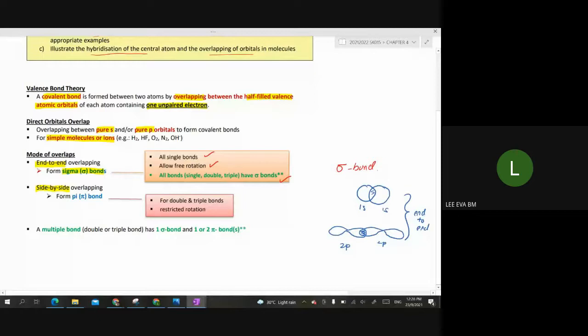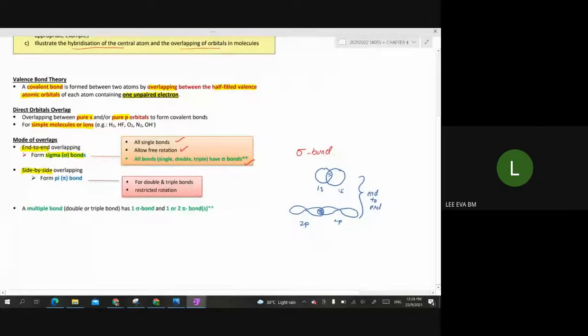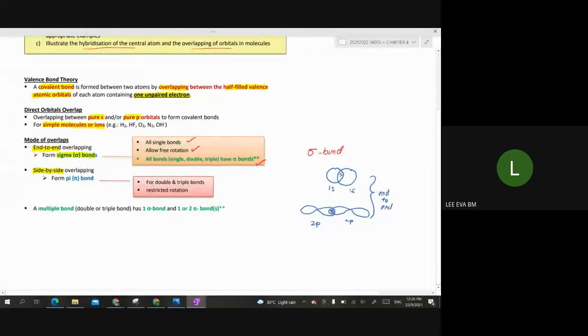Are you clear about that? Boleh ke end to end? Are you okay? End-to-end overlapping. Ataupun antara 1S dengan 2P. Ini end-to-end overlapping.